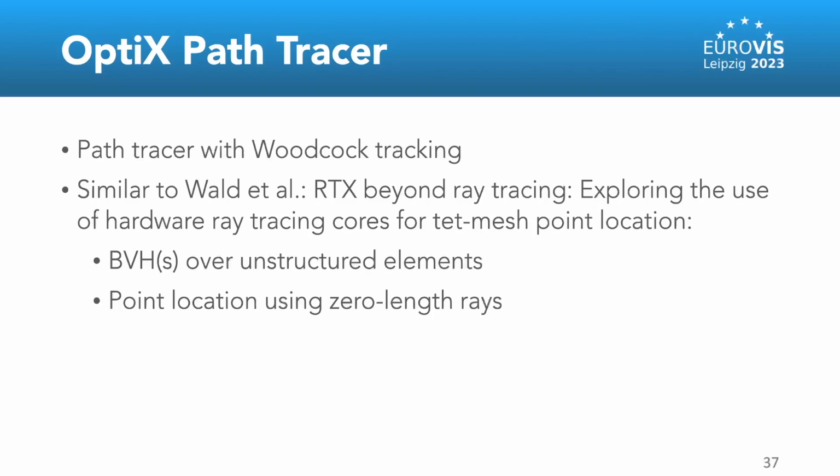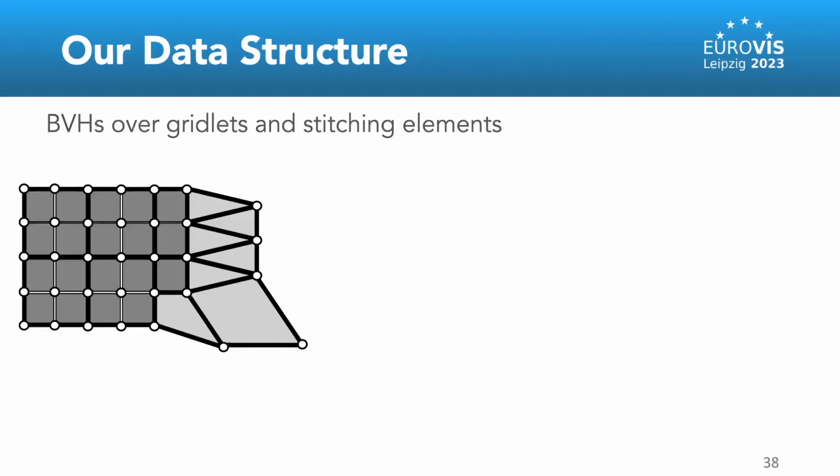What they do is they take every element from the data set and then build a BVH over those elements. And then they shoot rays into the data, and if the origin of those rays overlaps an element, then they know the point that this element is associated with is inside that element. This is part of our geometry here. We have stitching geometry here, and then we have gridlets there.